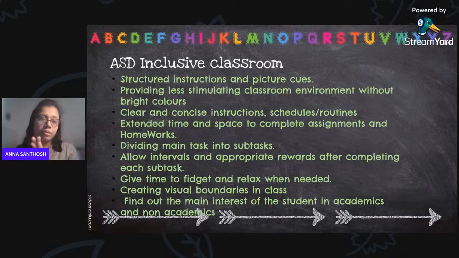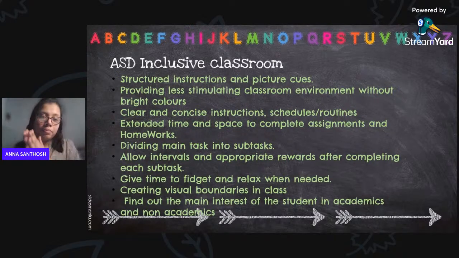And creating visual boundaries in classrooms. Visual boundaries could be made with anything, like a tape or picture cues or picture images. If you are able to create visual boundaries in a classroom, that would be really good. For example, if I want my children to stand in line, but a student with ASD is not able to follow the line, or doesn't know where to stand or keep his position, then you can take a color tape and stick it on the floor where they are supposed to stand, one behind the other.